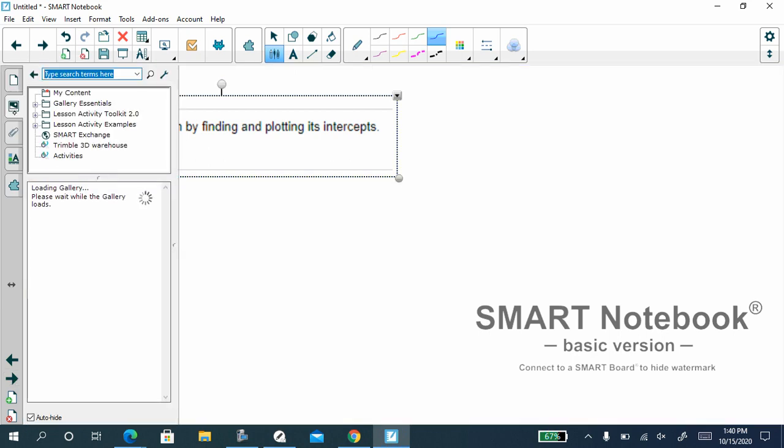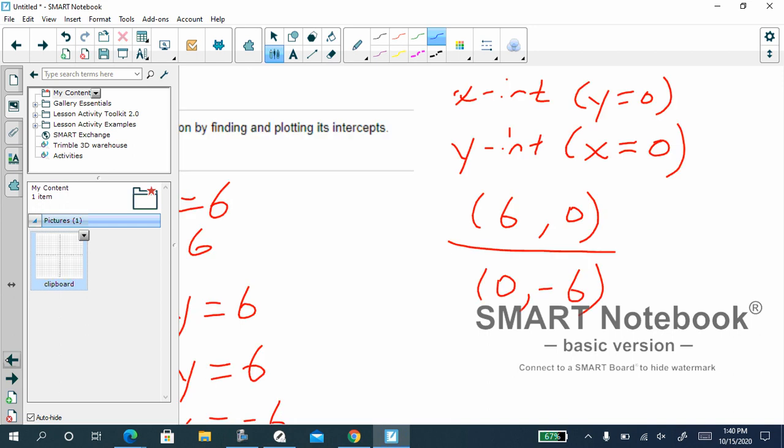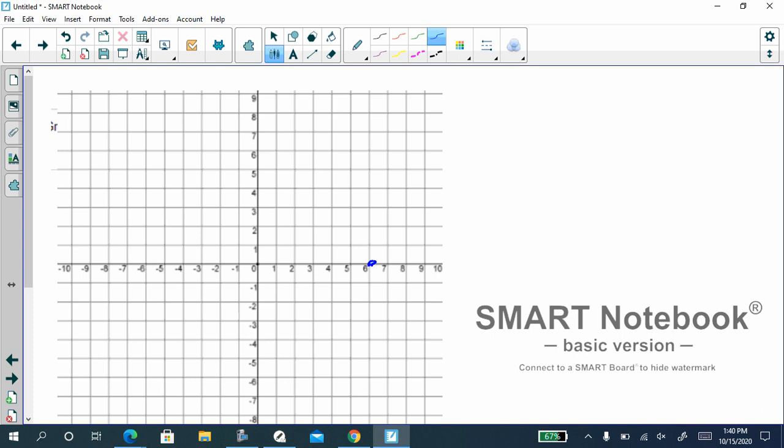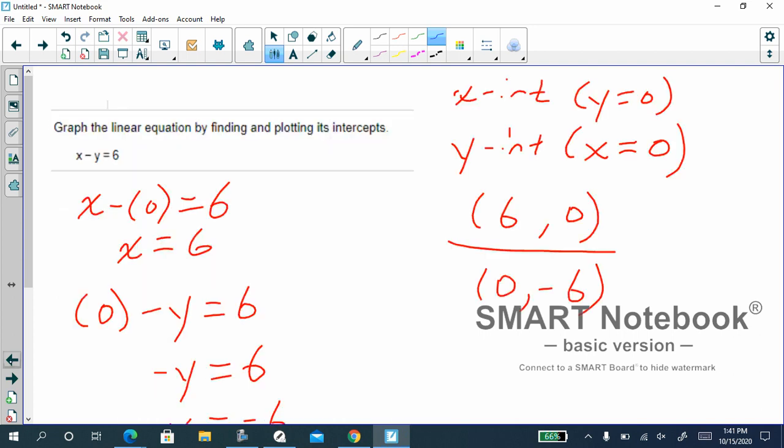Let's get some graph paper. So if we plot 6, 0, that's going to be to the right 6, up and down 0. If we plot 0, negative 6, that's over none, down 6. So notice that's an x-intercept and a y-intercept. All of these equations are going to be straight lines that we graph for now. If we have 2 points, we could draw a line through them, and that'll be our graph.